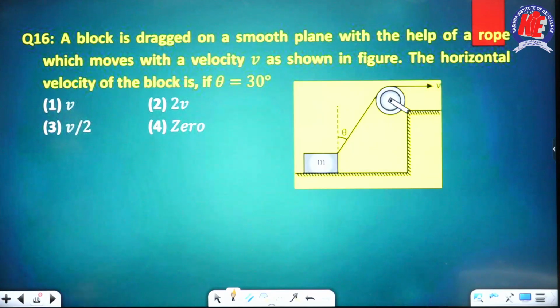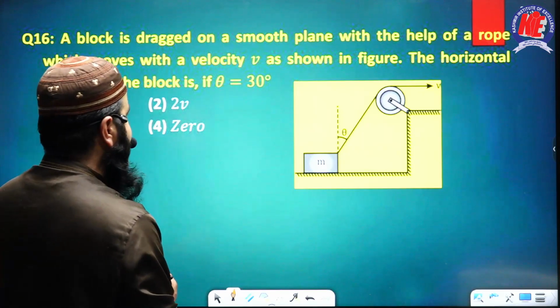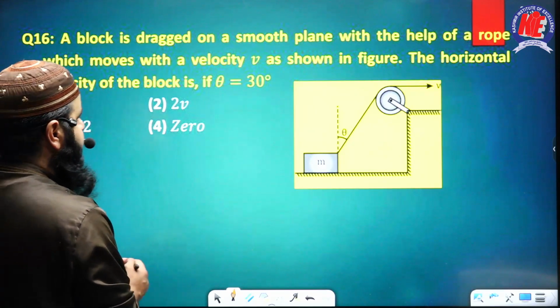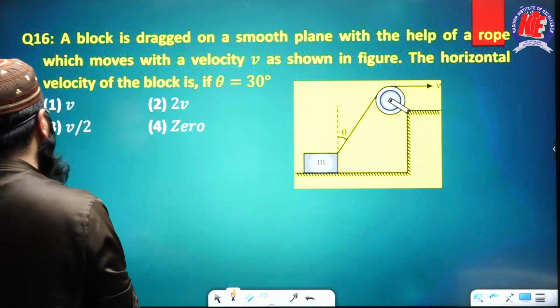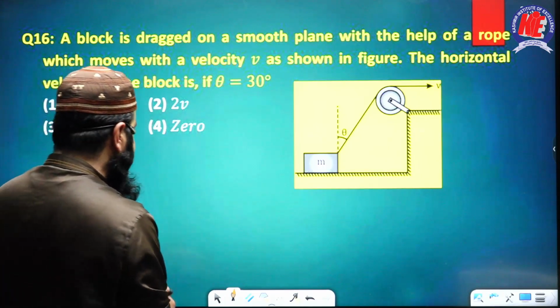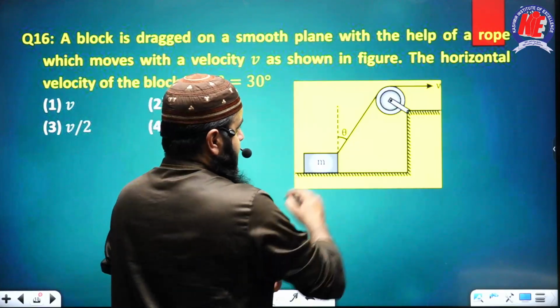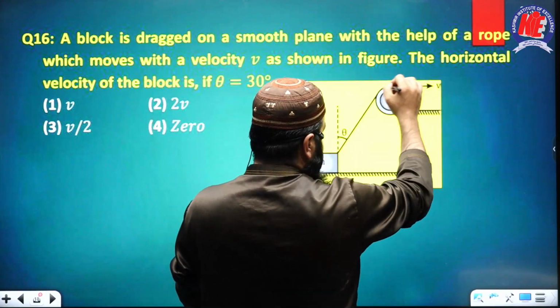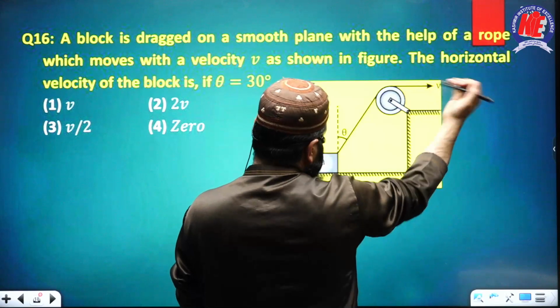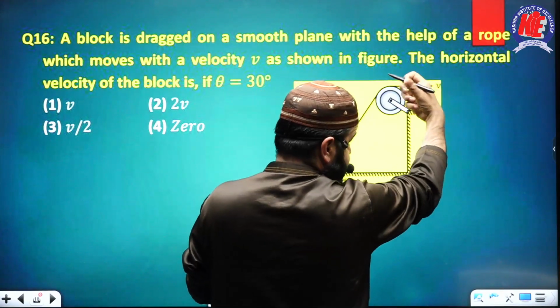Next one please. A block is dragged on a smooth plane with the help of a rope which moves with a velocity v as shown in the figure. The horizontal velocity of the block is, if theta is equal to 30. Now look here, if we talk about this question, the rope is moving towards the right with the velocity v, so definitely somebody will be pushing it.